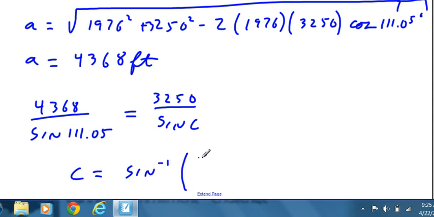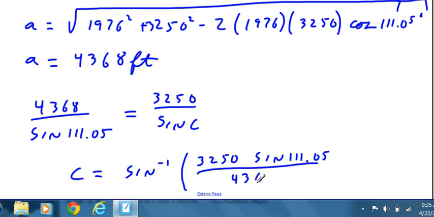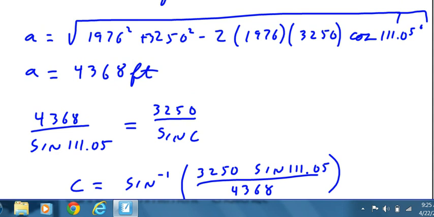Okay, do some cross multiplication. 3250 sine 111.05 divided by, what's your problem now? I come up with 2919, not 4268. 2919. Okay, so I got to move all the way to there.